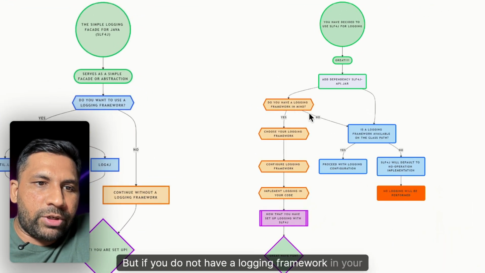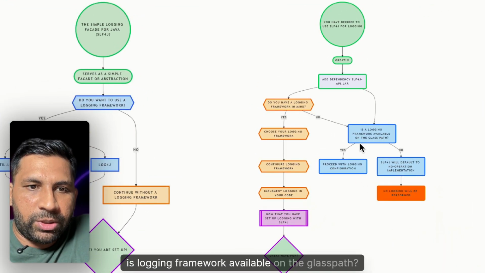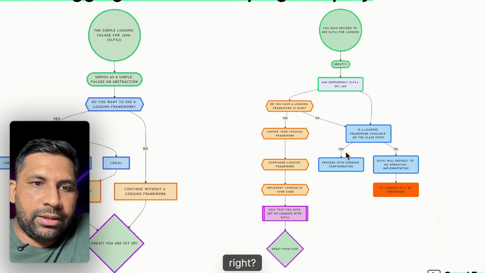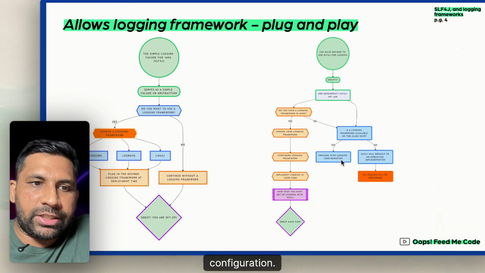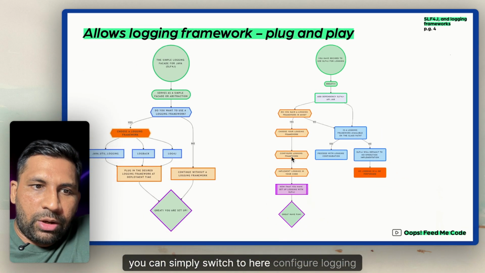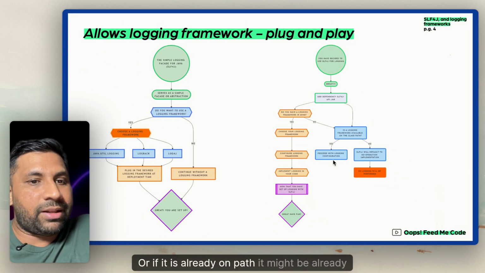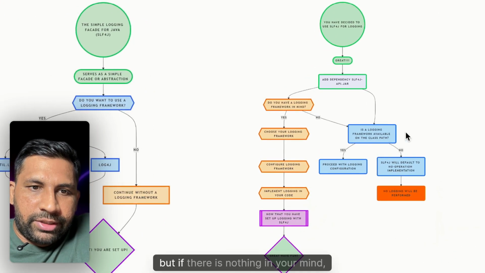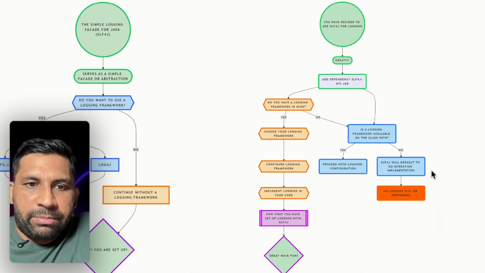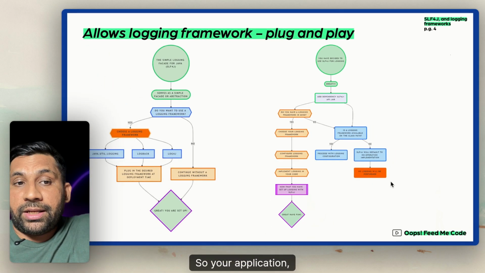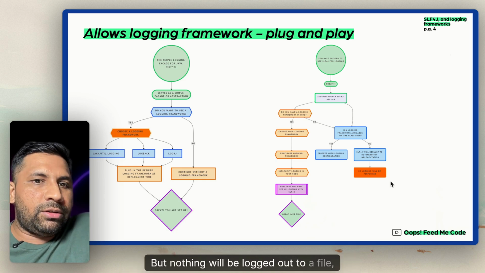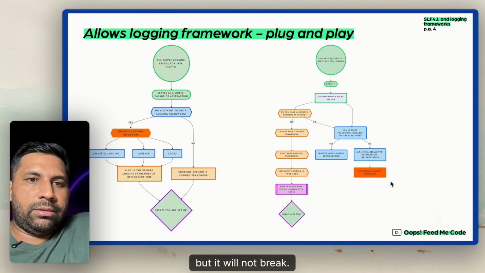But if you do not have a logging framework in mind, is a logging framework available on the class path? If something is already available, yes, it will work. You can simply configure that logging framework, or if it is already on the path, it might be already configured. But if there is nothing, SLF4J will default to a no-operation implementation, and no logging will be performed. So your application, your library will not throw problems, even if you add some loggers, but nothing will be logged out to a file. It will not break.